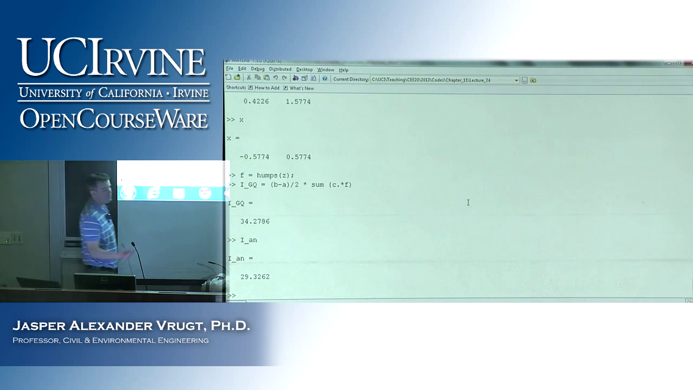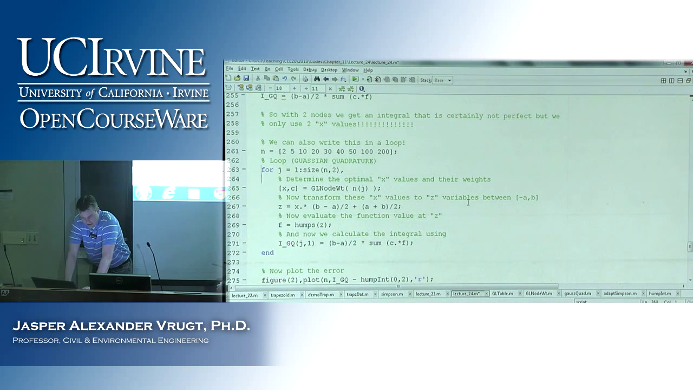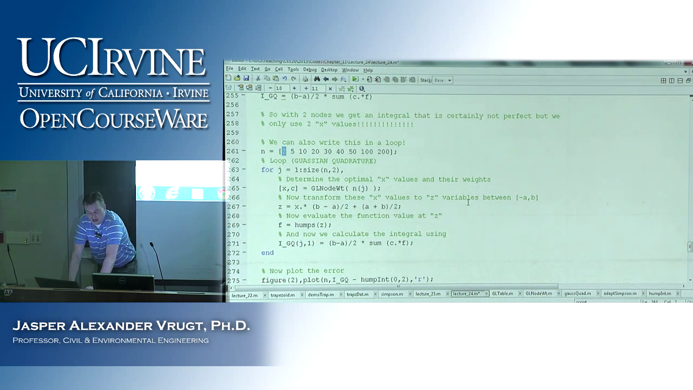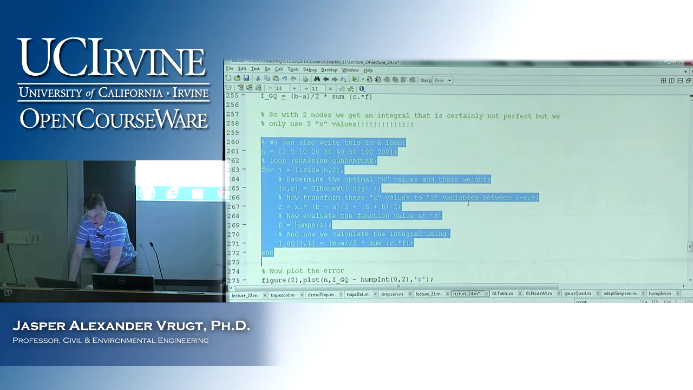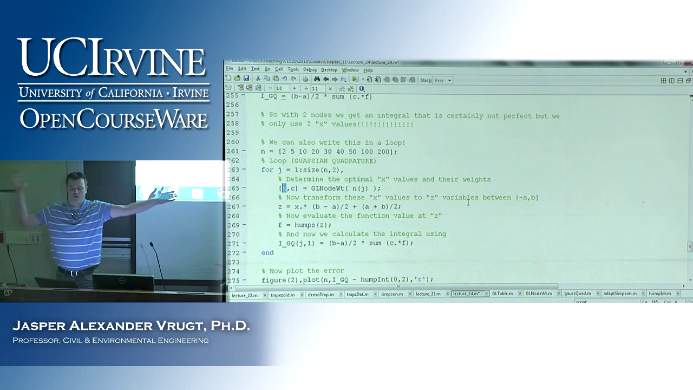So we're pretty far off, but that's because we only use two x values. Obviously we can use more than two x values with Gaussian quadrature. We can use 5, 10, 20, 30, 40, 50, 100, 200, and what you'll see. Each time I loop over each value of n, size n, 2 means that's just the number of elements in this horizontal vector. So for each value of n, I determine the optimal location of x and the associated weights. And the optimal location of x is between minus 1 and 1.